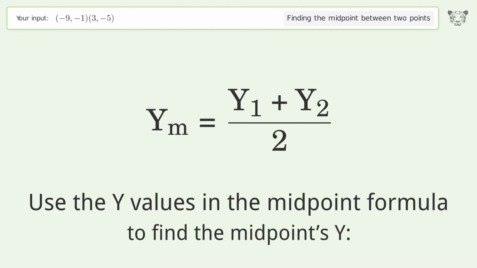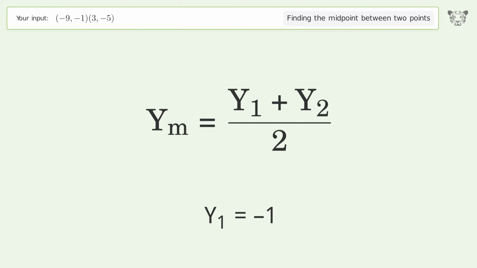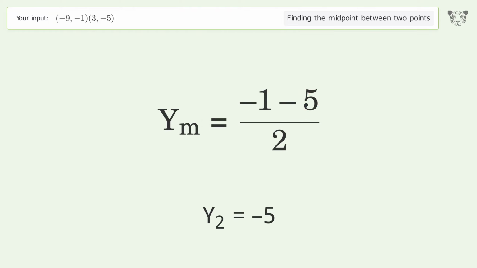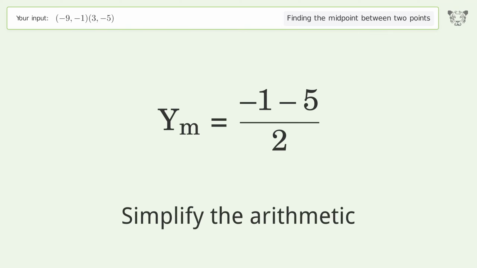Use the y values in the midpoint formula to find the midpoint's y. y1 equals -1. y2 equals -5. Simplify the arithmetic.